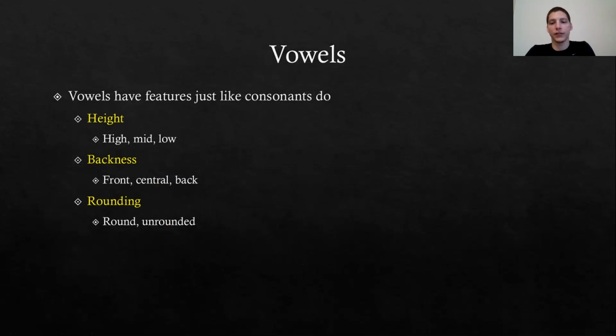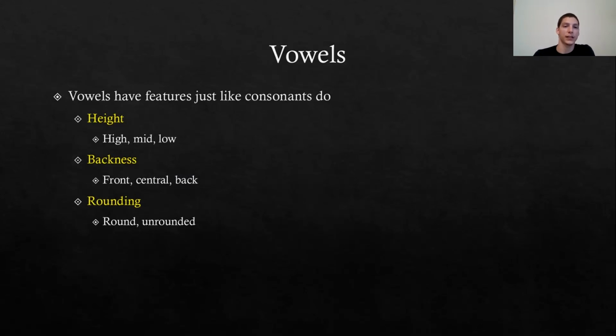So that's a kind of example of what happens with consonant features in the languages of the world. But vowels have features too, just like consonants do. The difference is that when we make vowels, our mouths are relatively open, and so there's not as much constriction in the production of a vowel as there is in the production of a consonant. So they have slightly different features.